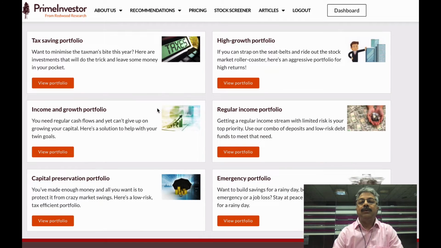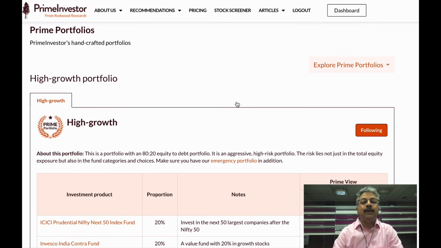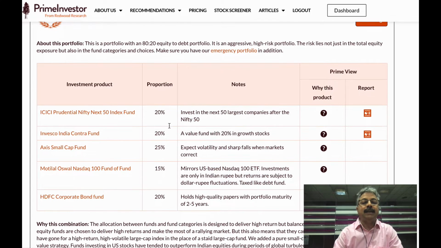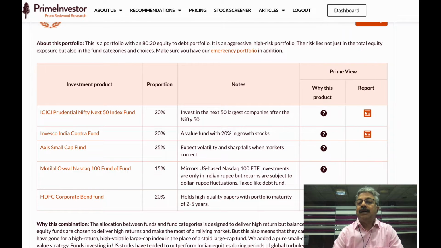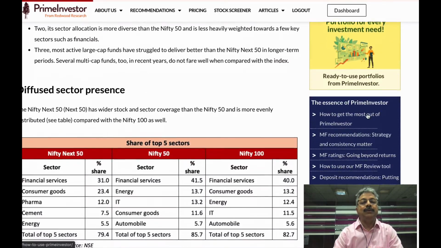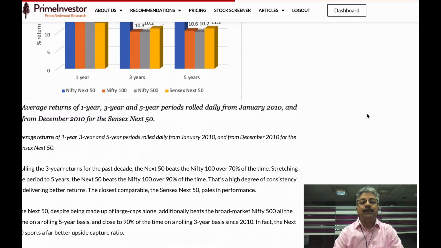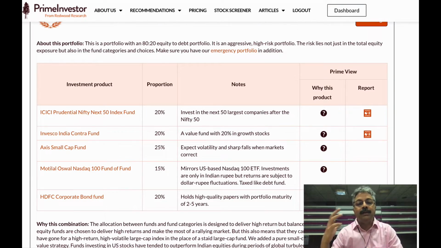And if you want to have a high growth portfolio, boom, here is a high growth portfolio that you can use, once again asset allocated across multiple mutual funds, telling you exactly why a particular mutual fund has been chosen for this particular portfolio. And in some cases, we even have detailed reports, detailed write-ups as to why we think that this fund is a good fund for you at this point of time. You'll be able to get a very good idea as to all the features of that fund, and why we think it is good for you.